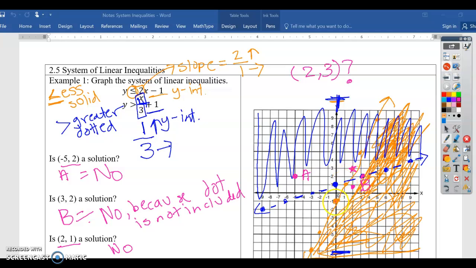Okay, so this one is different because see how it's on the orange line, and the orange line is solid, and it's also shaded in the blue. So this would be a yes. Okay, it has to be on the solid line or in the shaded region. It can't be on the dotted line, like it was in point B.